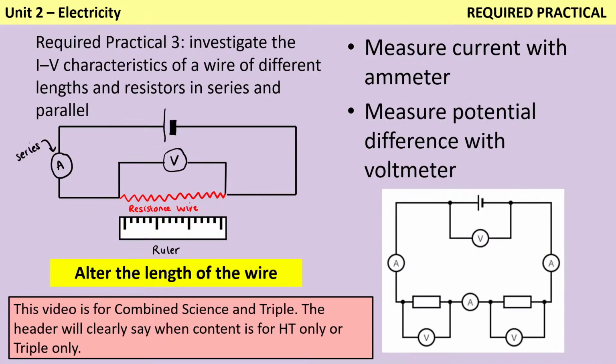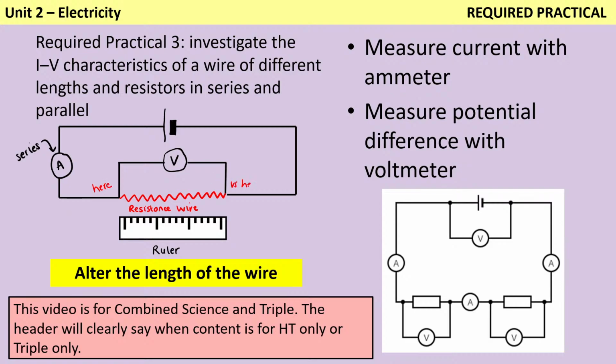The first electricity required practical is looking at the IV characteristics, in other words, how does the current change when you change the potential difference, of a wire of different lengths, and also resistors in series and parallel. For each one of these, you need a simple circuit containing an ammeter, which needs to be in series so that it works and measures the current, and a voltmeter, which needs to be connected in parallel. If you remember, the voltmeter is measuring potential difference, and so in order to measure the difference between either side of the wire, it needs to be connected on both sides.